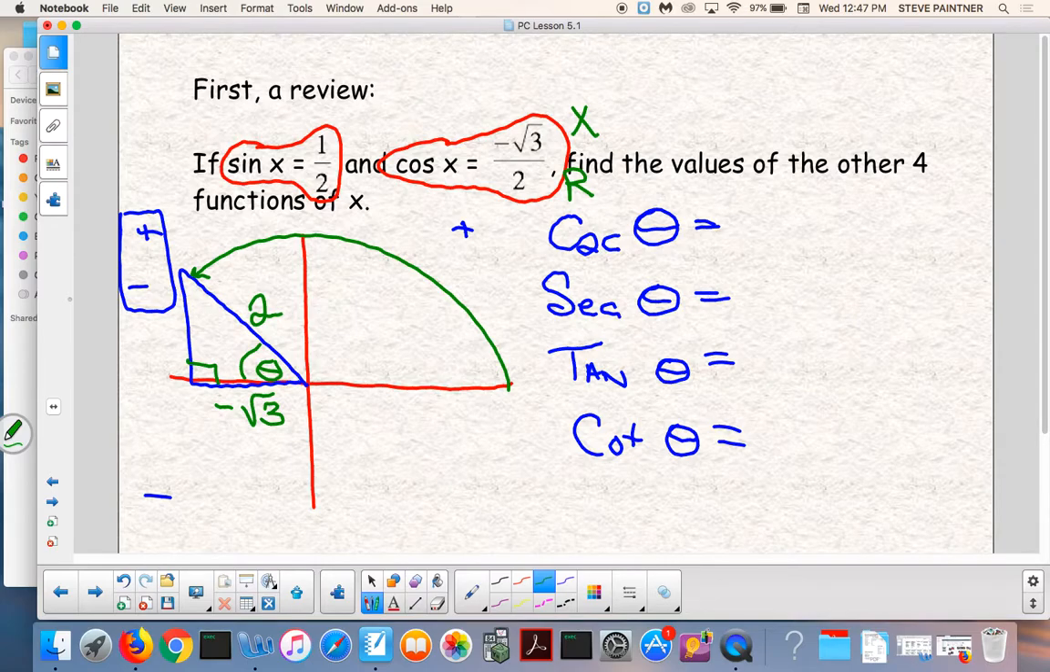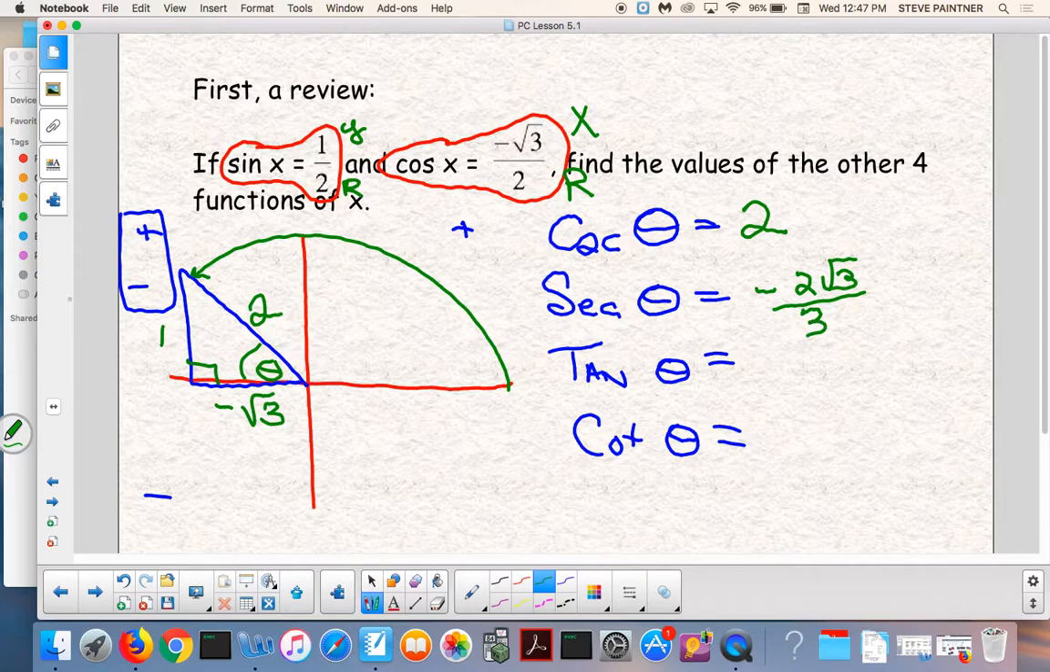This side has to be what? 1. Because sine is y over what? R. Okay, so fill it in. Cosecant is going to be what? Say again? 2. Because it's the reciprocal of sine. The sine is right there, by the way. Secant is what? Say again. Negative 2 over square root of 3 over 2?